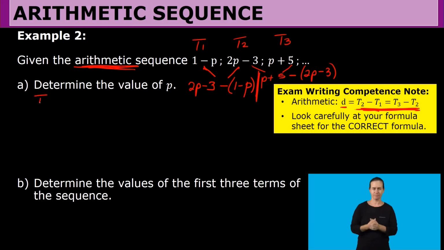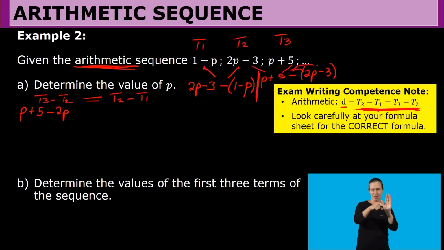So that is T3 minus T2, and that will be equal to T2 minus T1. Of course, we saw there that our T3 is p plus 5, and that is going to subtract 2p. And of course, we have used our brackets there. That negative is going to multiply with the 2p. That negative is going to multiply with the negative 3 as well, giving us a positive 3.